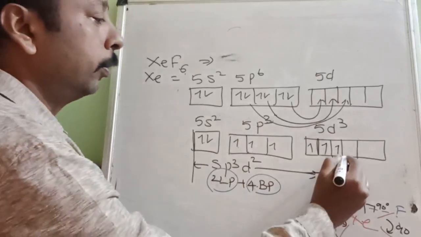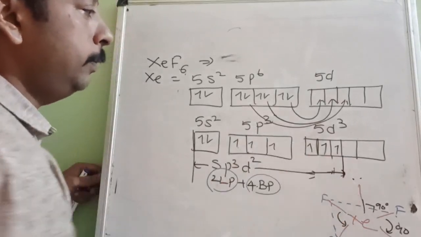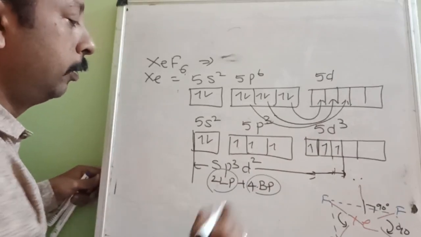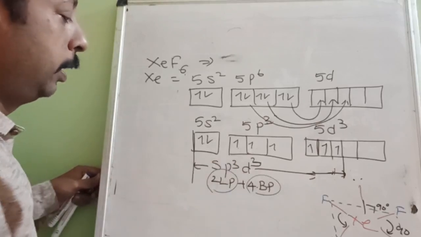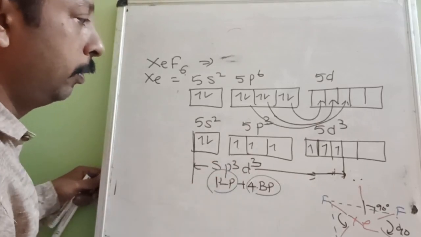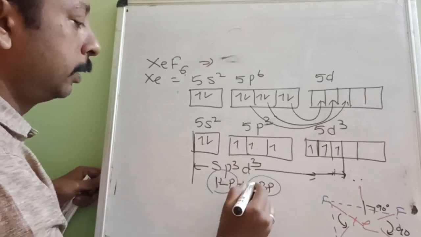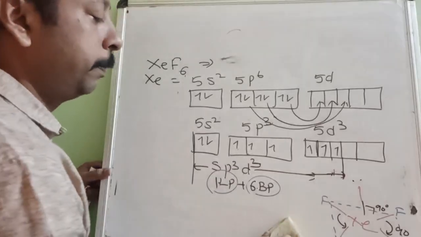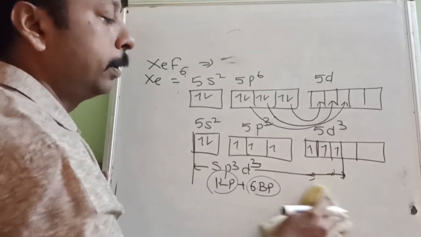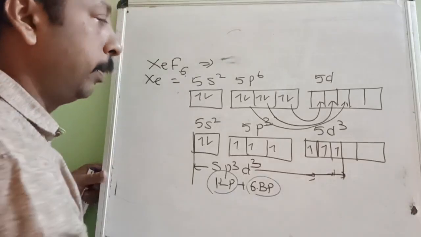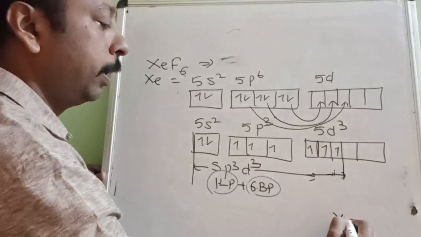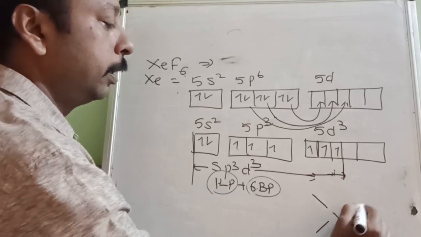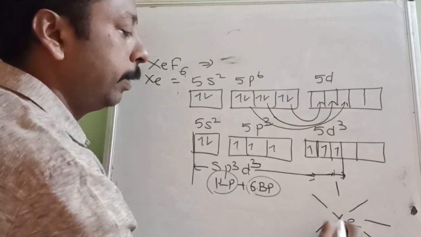So up to here it is 5s2 5p3 5d3. Now the hybridization will be sp3d3, with one lone pair and 6 bond pairs. So for sp3d3, what should be the shape? Pentagonal bipyramidal. XeF6: this is the pentagon, and this is a bipyramid.